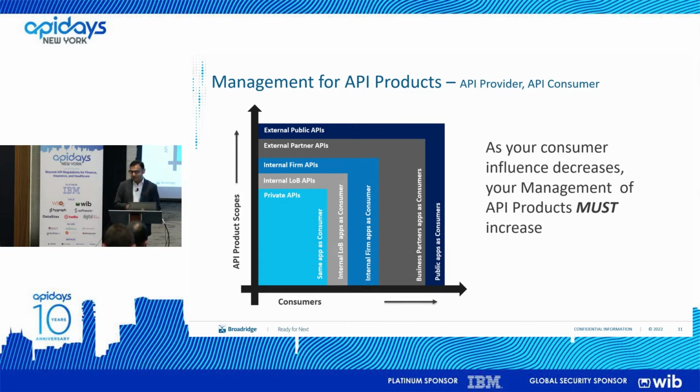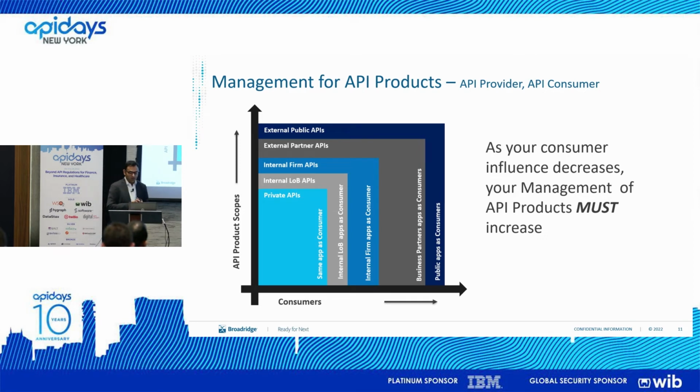Where it becomes interesting is when you start losing control of your consumers, say external consumers. That's where you start doing more product management, like throttling, using API gateways. For external public APIs, that's where you do utmost product management.